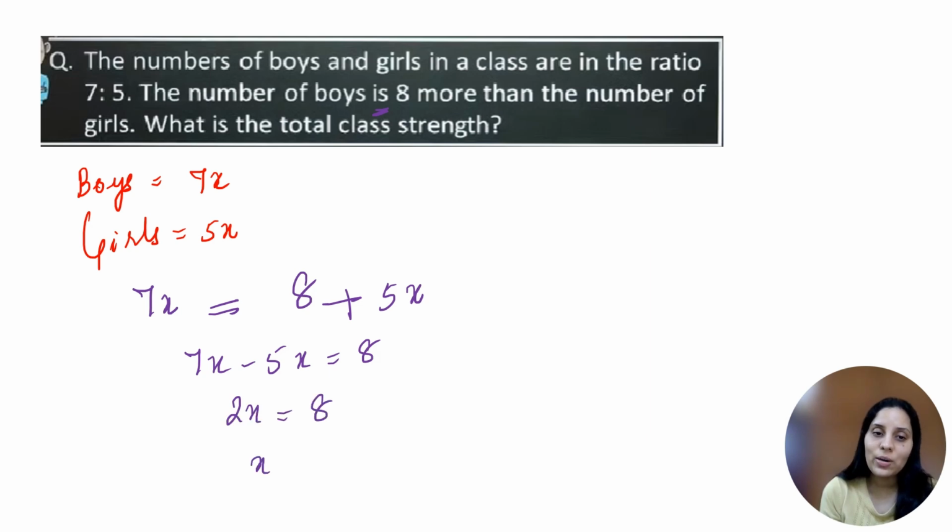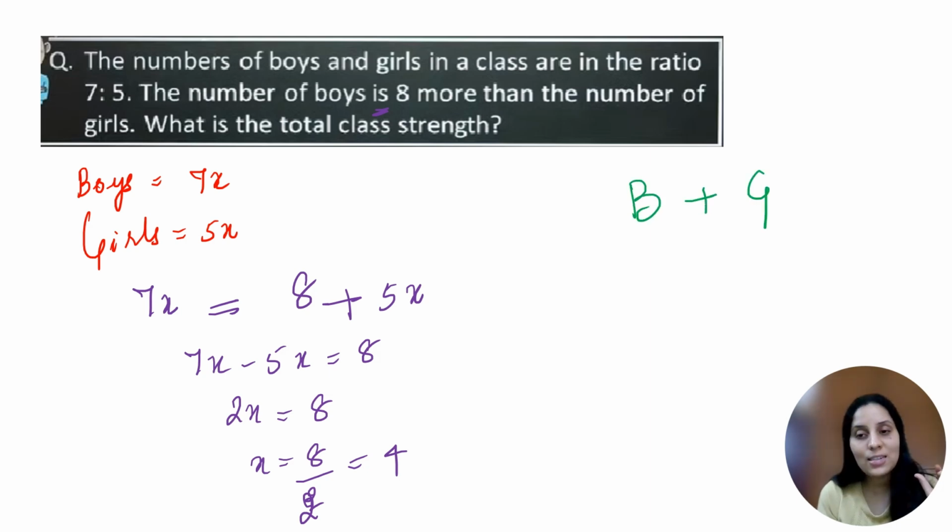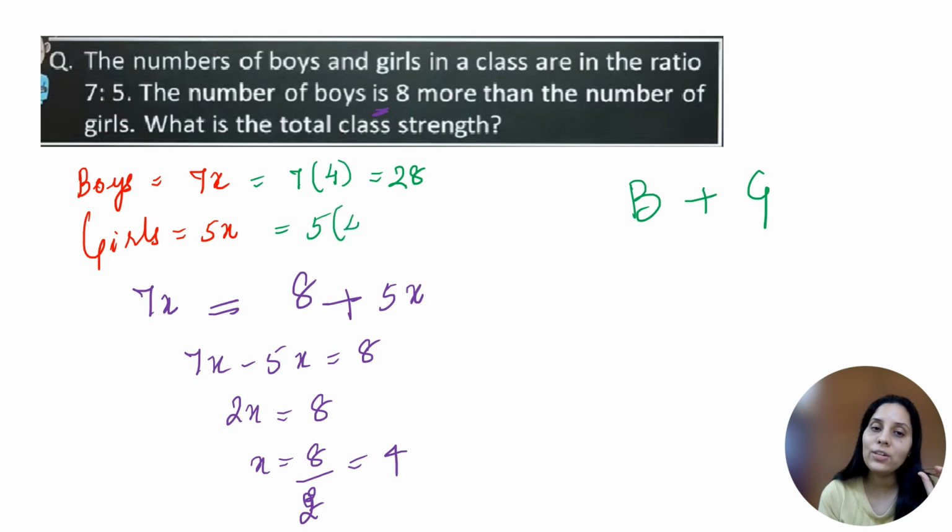Now that you know how to solve linear equations, so 7x minus 5x equal to 8, 2x equal to 8, so x is 8 by 2, which is 4. Now that we have x, what do we need to find? Total class strength. Total class strength is boys plus girls. So boys are how many? 7x. That means 7 into 4, which is 28. And girls are 5x. 5 into 4, which is 20. So total class strength will be 28 plus 20, which means 48 students.